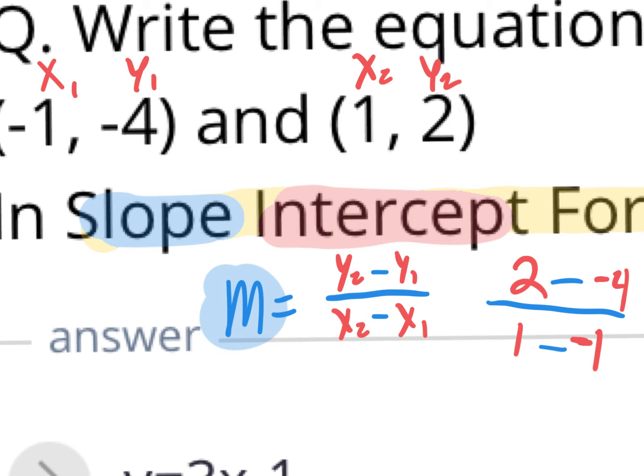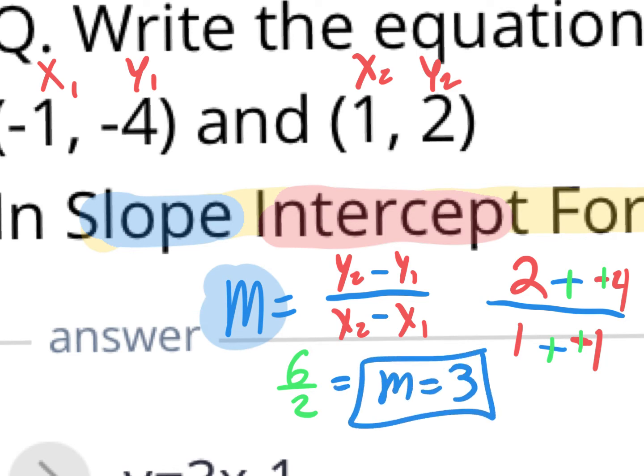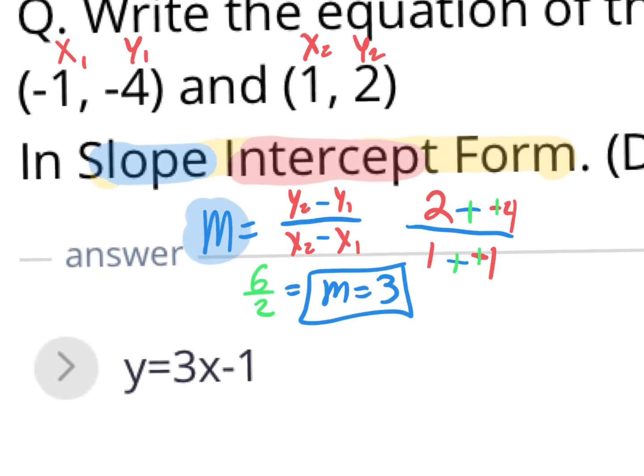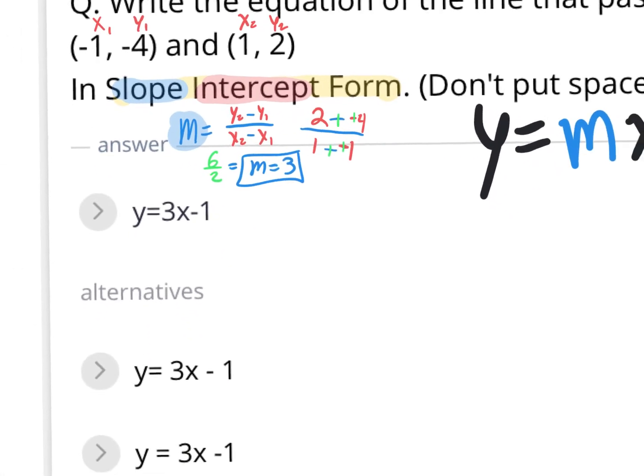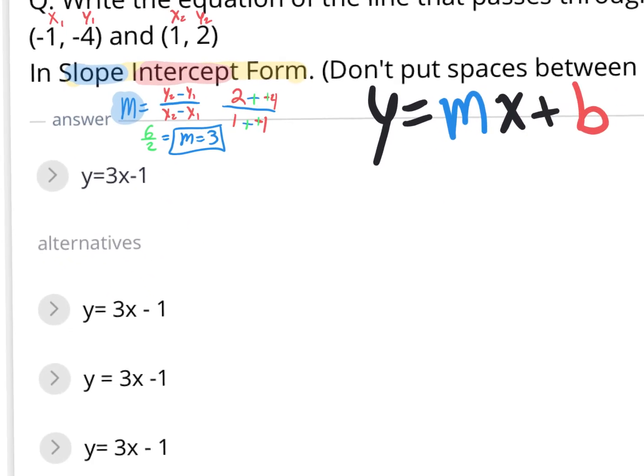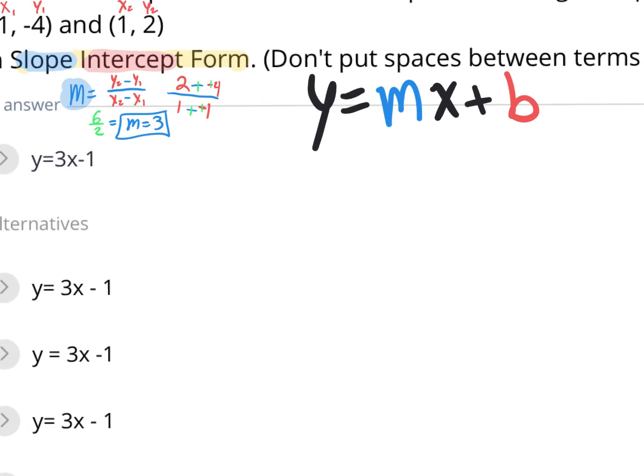So the minuses change to plus plus. We will have 6 over 2, because 2 plus 4 is 6, and 1 plus 1 is 2, and 6 divided by 2 is 3. So our m value is 3, and that is very, very important, because after all, they want the equation in slope-intercept form, y equals mx plus b.